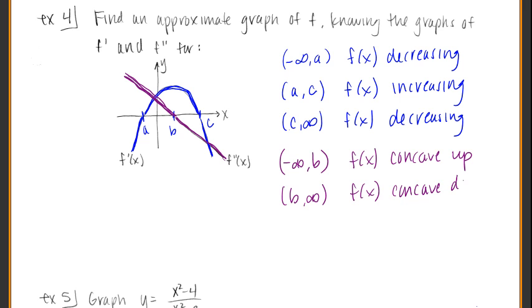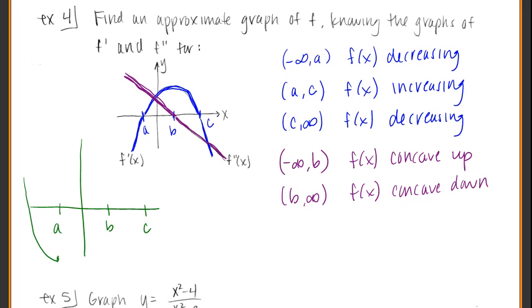When I go to draw the graph of my main function, I have to keep all of these in mind. So let's put an A right there, a B right there, and a C right there. From negative infinity to A, my graph is decreasing, so it's coming down to this point. And then from A to C, my graph should always be increasing, so it should always be going up.